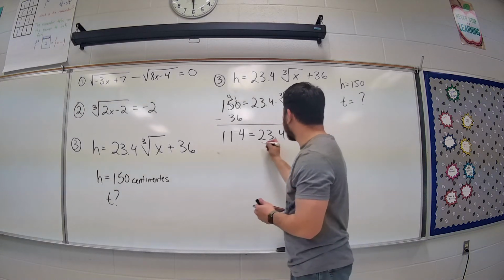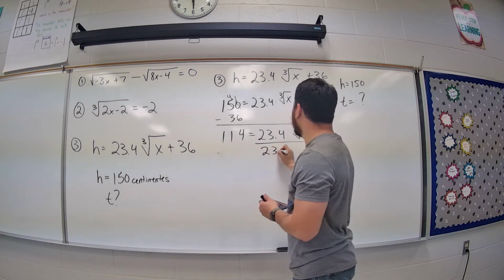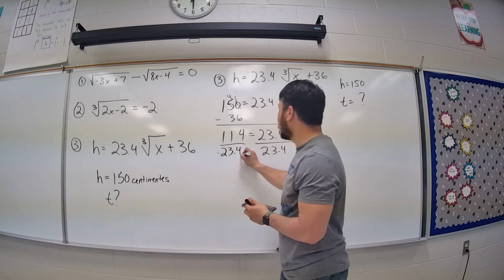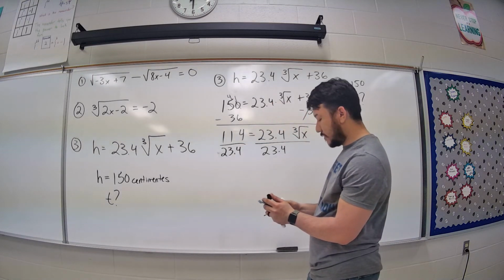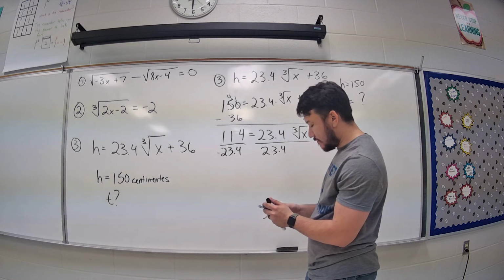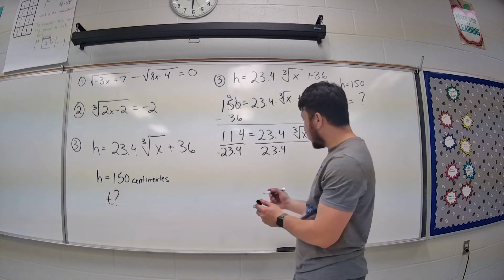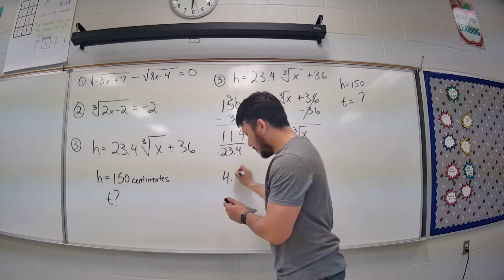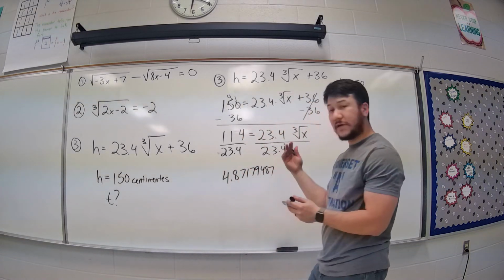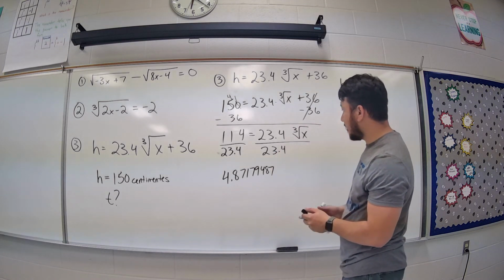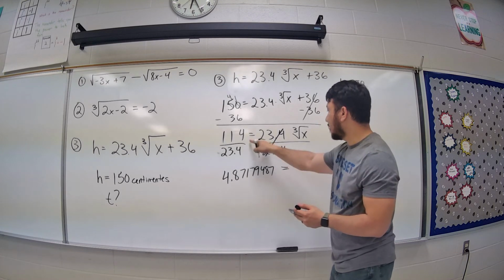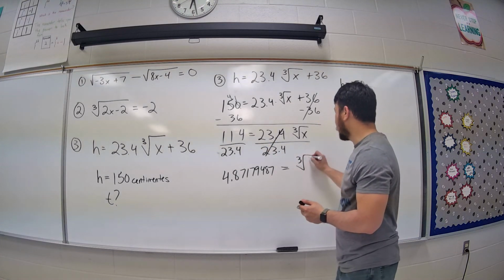I want to get rid of this part. So 23.4, by dividing. What I do to one side, I do to the other. Now I have 114, right? Yep, divided by 23.4. So I'm going to get about 4.8717948. So very ugly decimal number. So what's going to happen is now these two cancel. This is what this simplifies to, equals my cube root.